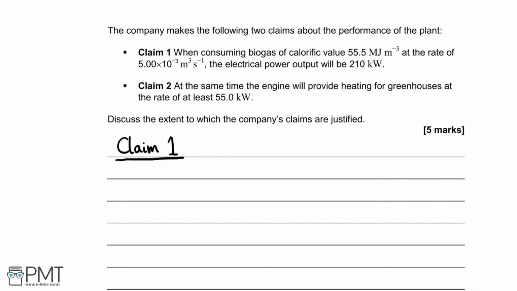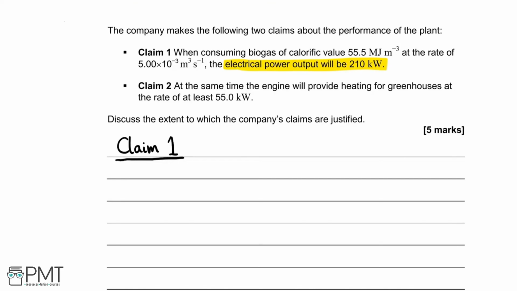Now let's look at claim 1 first of all. You'll notice that the electrical power output is going to be 210 kilowatts. If we can work out the electrical power input from the other values that were given, we could find the efficiency and then compare it to the maximum theoretical efficiency that we worked out in the earlier part of the question to see if this value is going to be realistic.